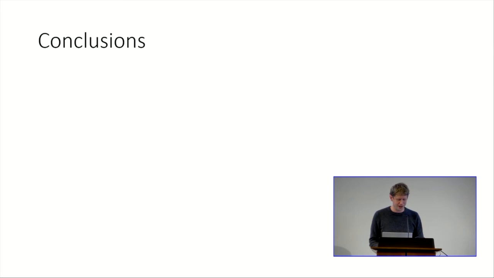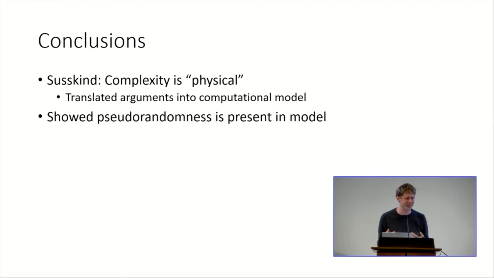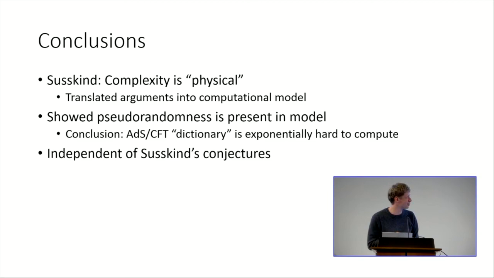All right, so I'll now wrap up. In short, we started from this conjecture that Susskind had that complexity is physical, and we translated this to a computational model. Then we showed that pseudo-randomness is actually present in this model, which means that this AdS/CFT dictionary has to be exponentially hard to compute, because it has to be equating some quantity that's hard to compute and behaves like circuit complexity with something that's physical, like the volume of a wormhole. And we show that this is independent of Susskind's conjectures.